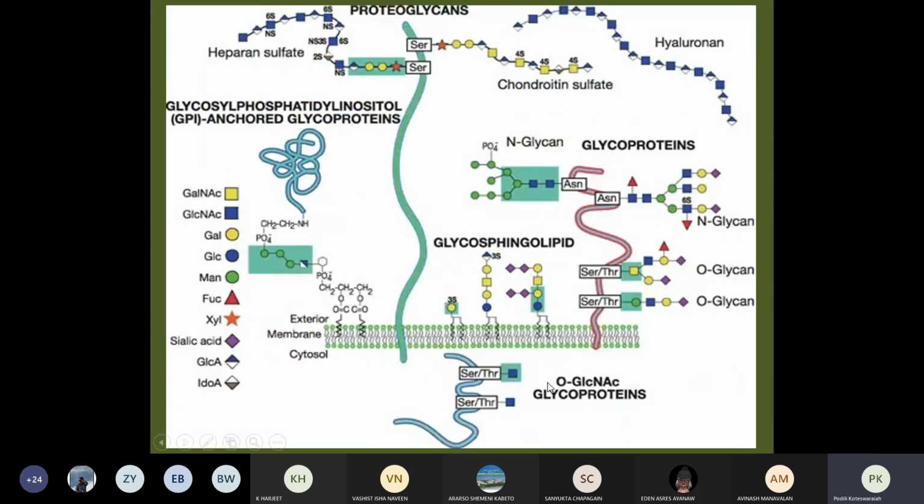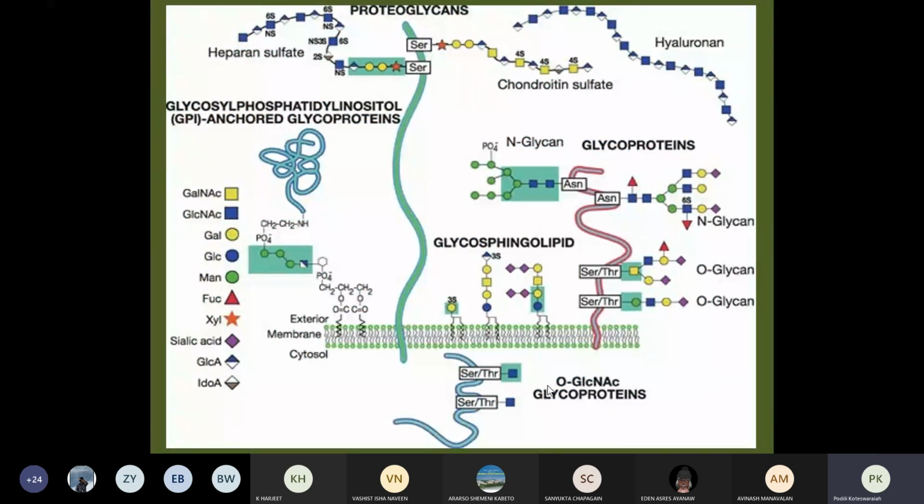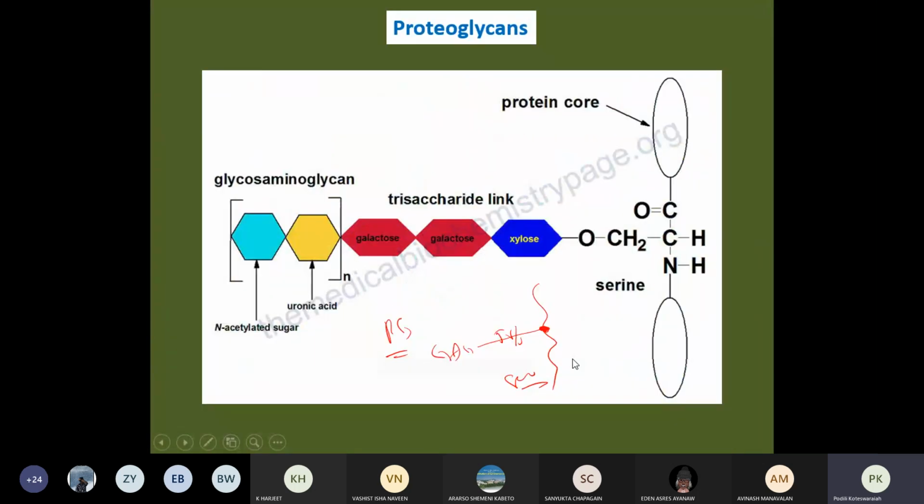The serine residue should be present in a particular sequence, that is serine, glycine, X, glycine. Here X can be any amino acid, but the residue next to the serine should be glycine. Only then can the serine be a potential site for GAG attachment. If any bulky amino acid is present near the serine, then it cannot act as a potential site for GAG attachment.